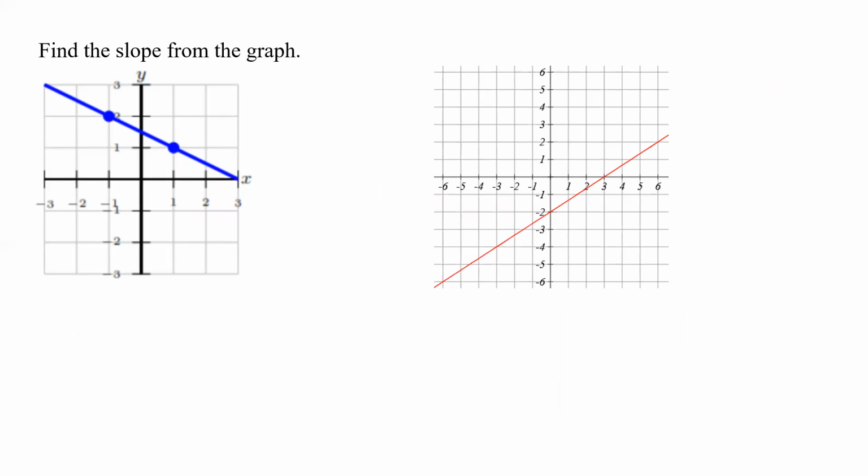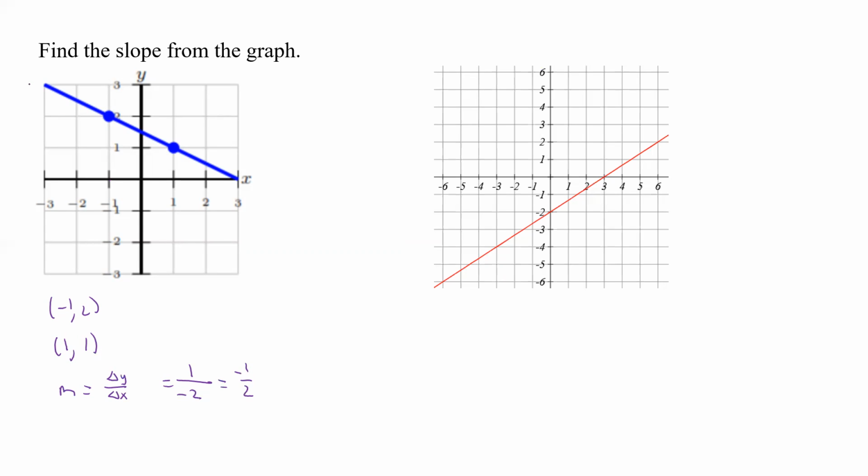So let's do a little bit more with those. We're supposed to find the slope from the graph. So there are two different formats for how graphs might look in your homework. For the first one, we need to find the 2 points. So we have -1, 2. Here we have 1, 1. And so slope is going to be, again, our delta y over delta x. If we take 2 minus 1, we get 1 for the change in y. Here we have -1 minus 1, which is going to be -2. And so our slope is -1/2.